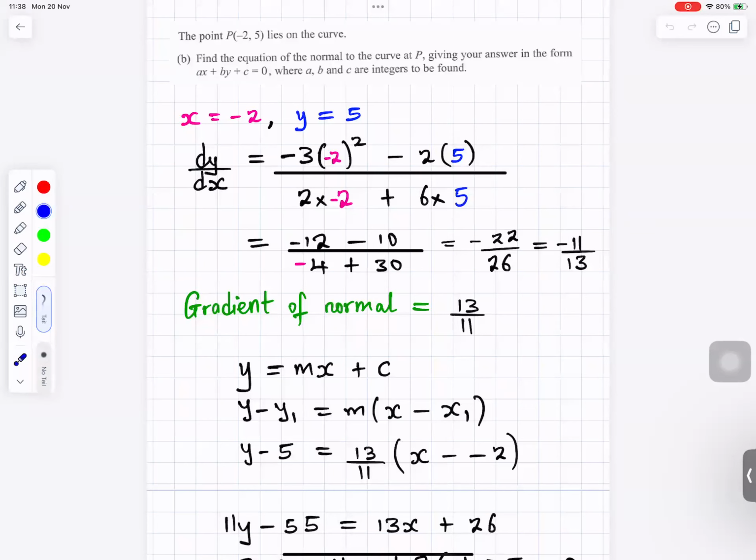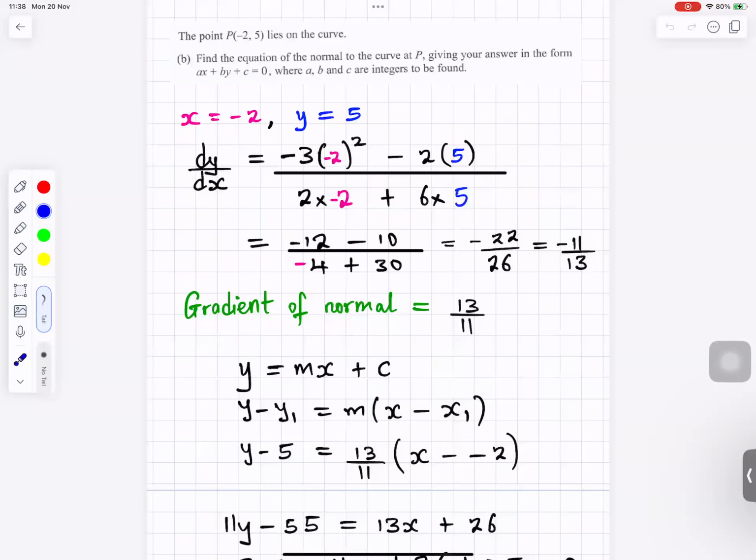And we want to find the gradient of the normal. So we do minus reciprocal of minus 11 over 13. That gives us positive 13 over 11. So gradient of the normal is 13 over 11. So that is M. We need to find C.